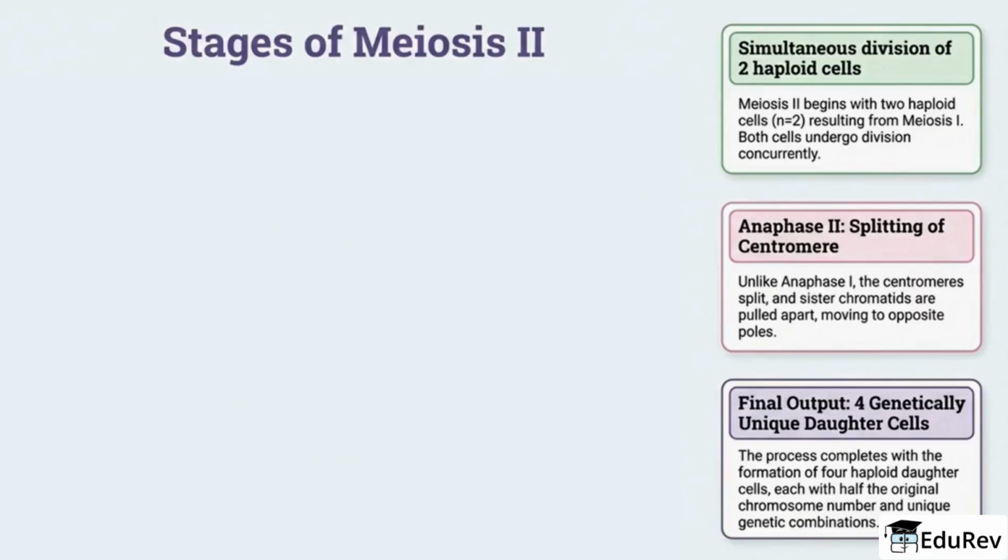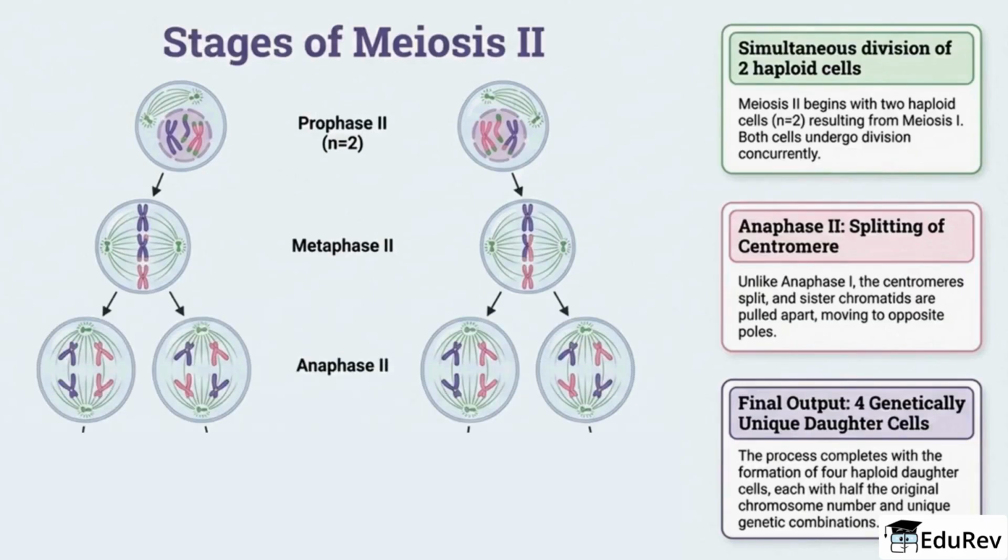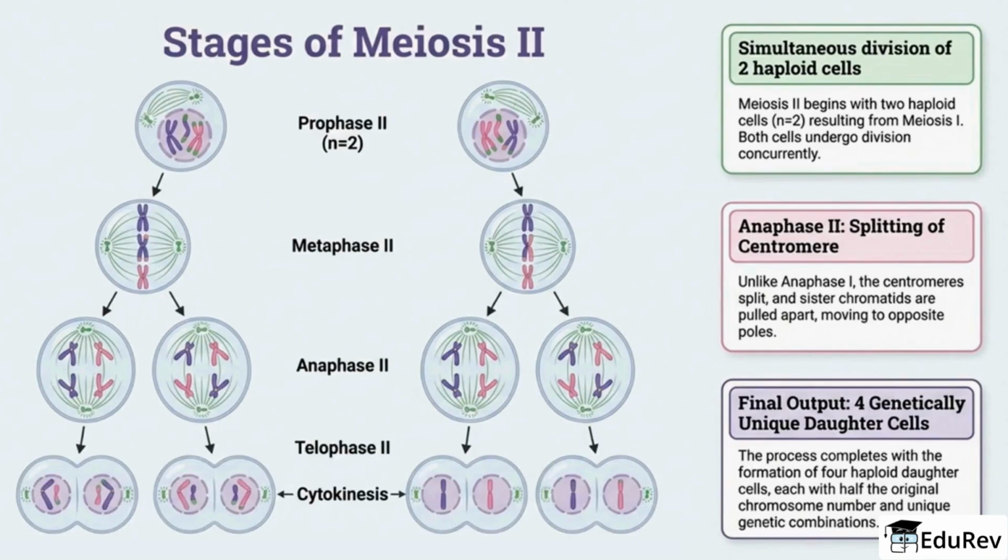Meiosis II begins with two haploid cells produced by meiosis I, and both cells divide concurrently. Prophase II and metaphase II set up the chromosomes again, and in anaphase II, the centromeres finally split so sister chromatids separate and move to opposite poles. After telophase II and cytokinesis, you end up with four genetically unique haploid daughter cells.